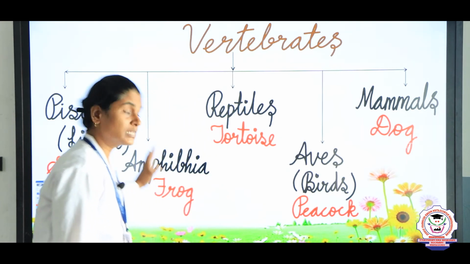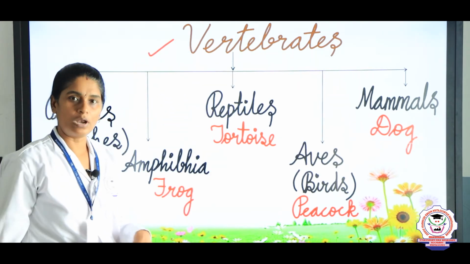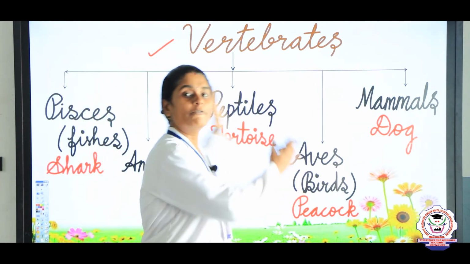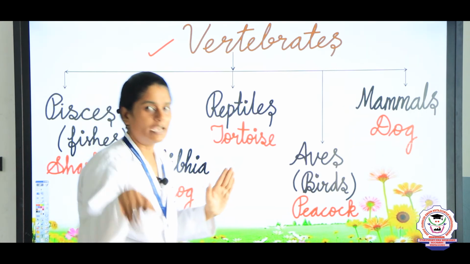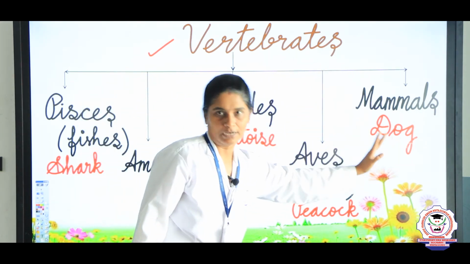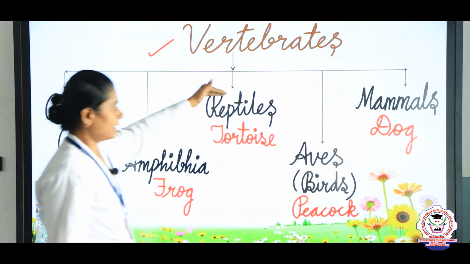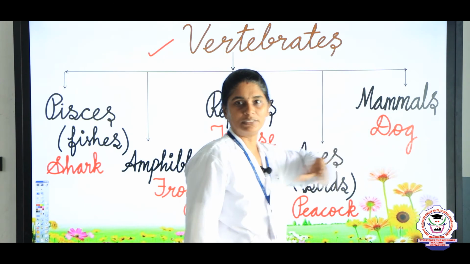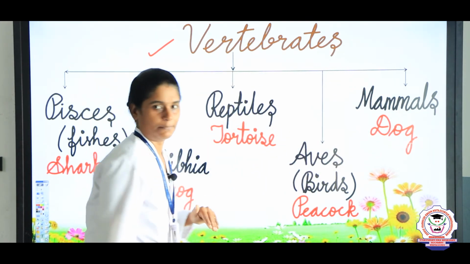What are vertebrates? Vertebrates are animals that have a vertebral column. Invertebrates are classified into 8 different phylums and vertebrates are classified into 5 different phylums, right. What are they? Pisces, Amphibia, Reptiles, Aves and Mammals. So, these are the phylum classifications under vertebrates, right.